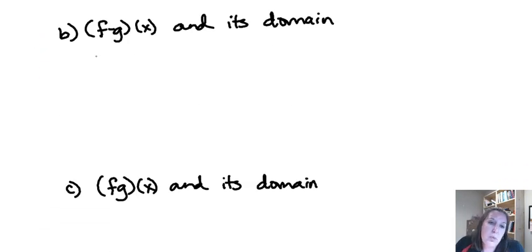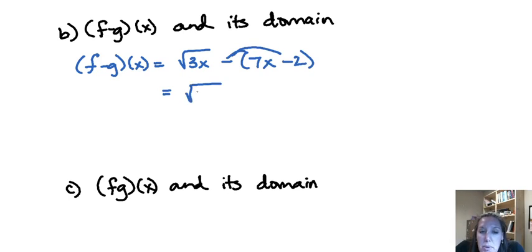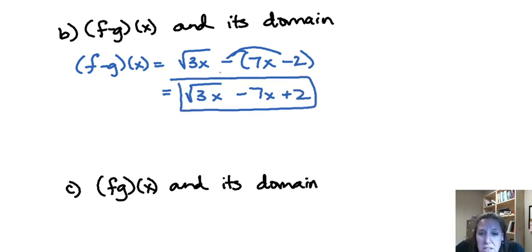F minus g, we're going to do the same thing, but remember when we subtract things, we do need to make sure that we distribute that negative. So our f is going to be the square root of 3x. When we subtract that 7x minus 2, we've got to put that in parentheses so we can remember to distribute that negative. It's the most common mistake that I see on these types of problems, because the problems themselves are typically not that difficult. And again, we don't have any like terms, so we can't combine like terms.